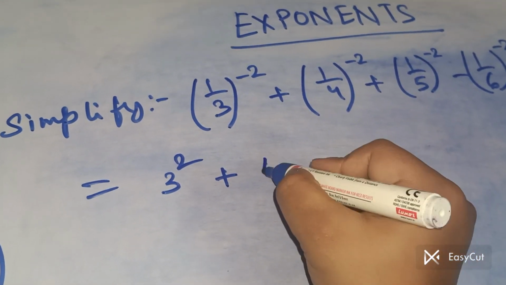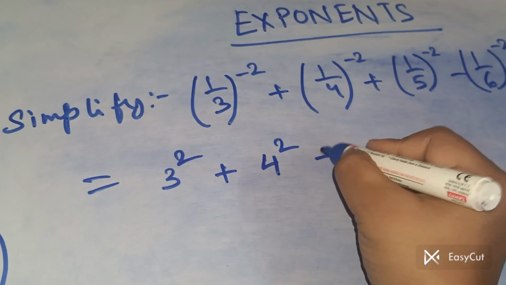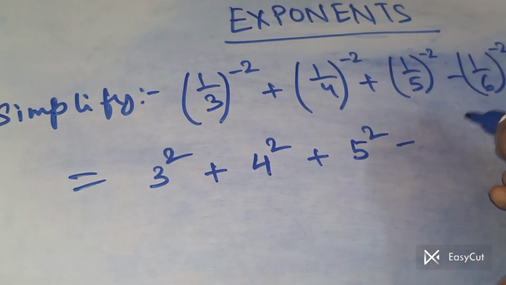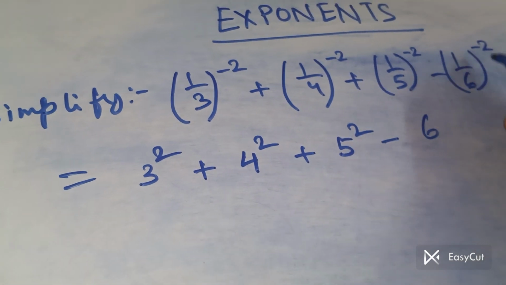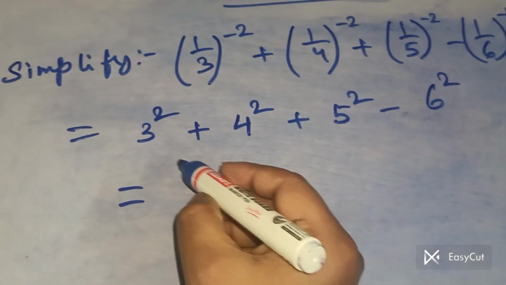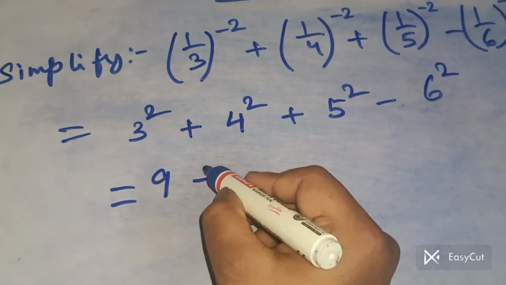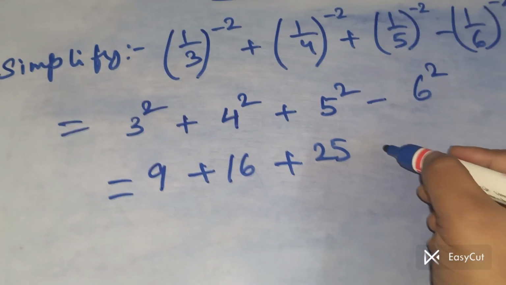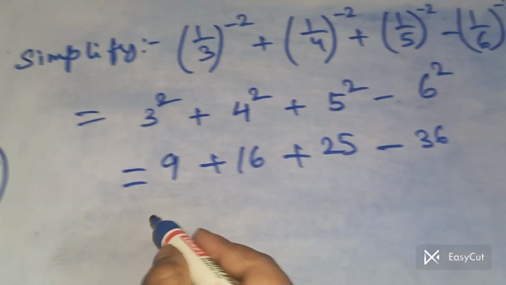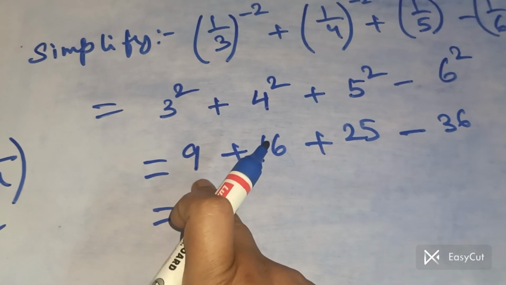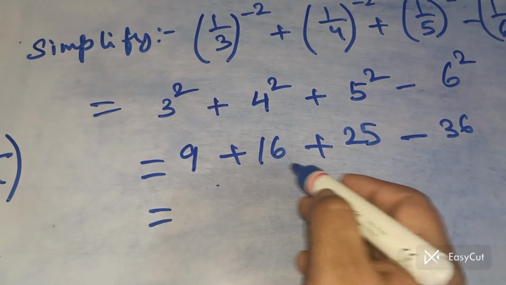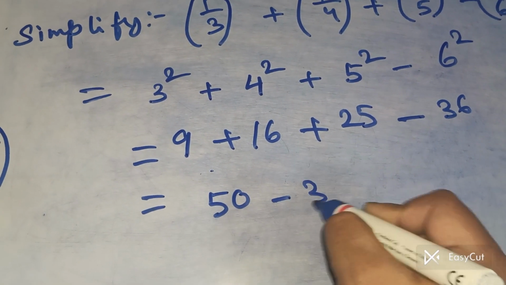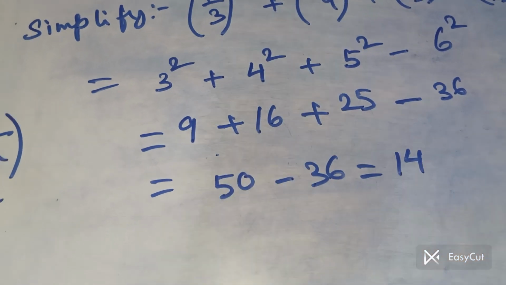Then 1 by 4 will become 4 square, plus this will become 5 square, minus it will become 6 square, here the power will be 2. So it becomes 3 square is 9, plus 4 square is 16, 5 square is 25, minus 6 square is 36. So if we add 9, 16 and 25, we see that 9 plus 16 is 25 and this 25 is 50, minus 36, this is 14.